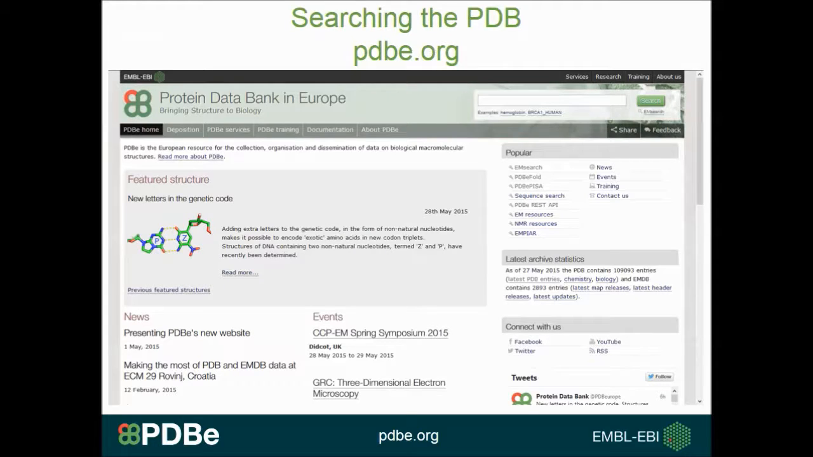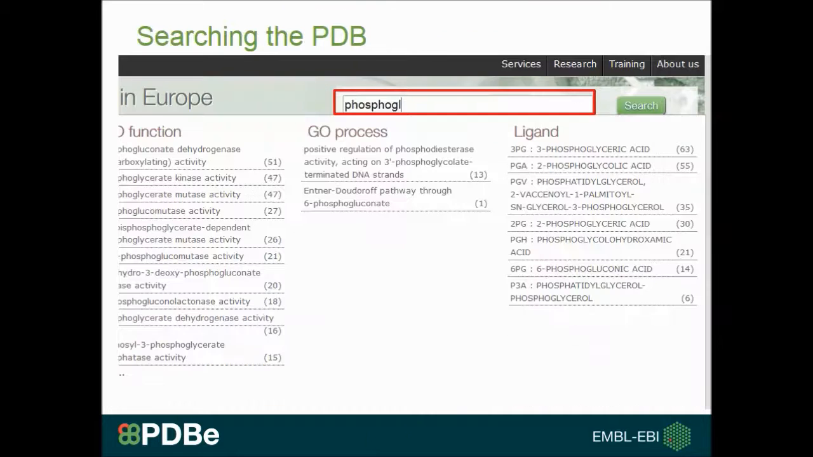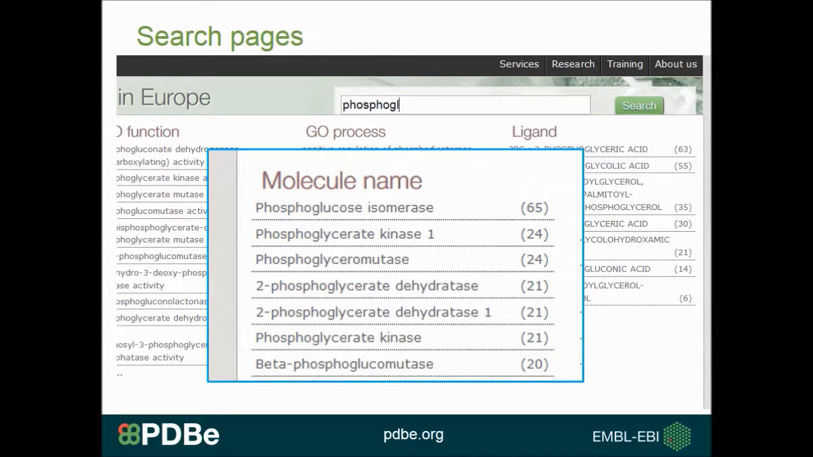Starting from our home page, we only have one simple search box for you to type into. As you start typing, our auto suggestion comes into play, where it will narrow down the results and present you in categories all the different things that match what you're typing. In this case, we're interested in the molecule name, which will be phosphoglucose isomerase, of which there are 65 entries in the PDB.